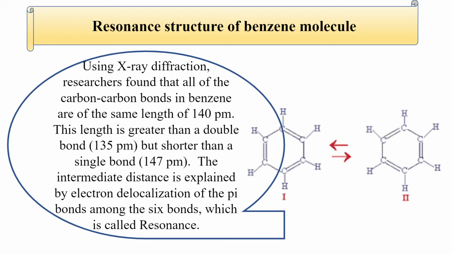Resonance structure of benzene molecule. Using X-ray diffraction, researchers found that all of the carbon-carbon bonds in benzene are the same length of 140 picometers, pm. This length is greater than the double bond, 135 picometers, but shorter than the single bond, 147 picometers. The intermediate distance is explained by electron delocalization of the pi bonds among the 6 bonds, which is called resonance.